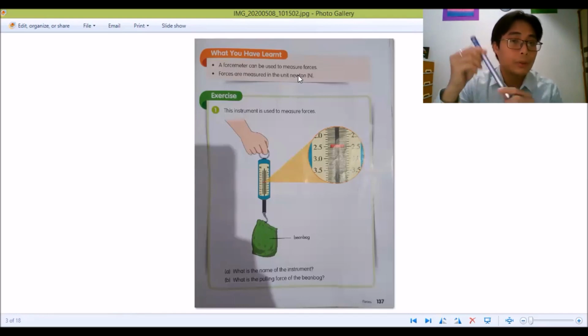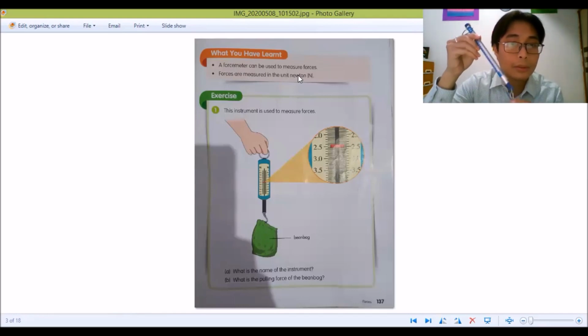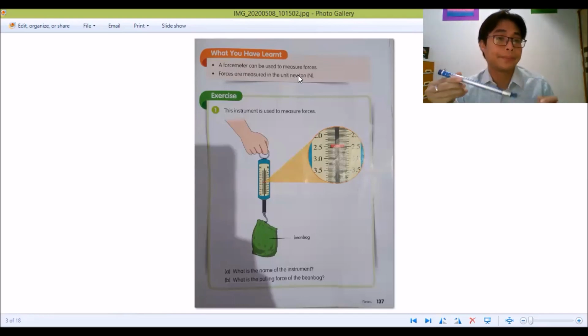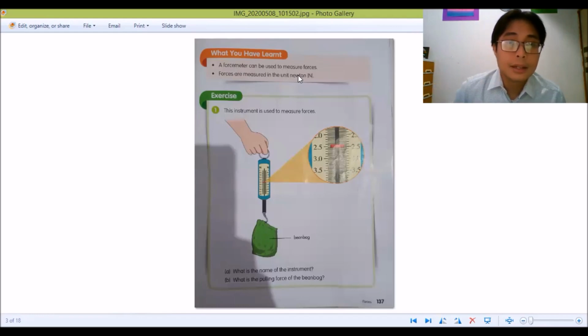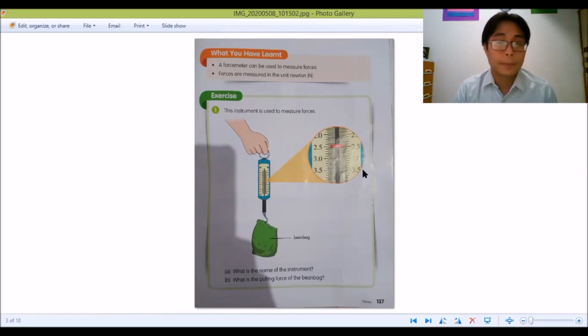Okay. So what do we call this tool? We call it force meter. Is that clear? Next, second, forces are measured in the unit Newton or big capital N. So Newton is the unit for force. And we know that we get that name from a famous scientist, Isaac Newton.